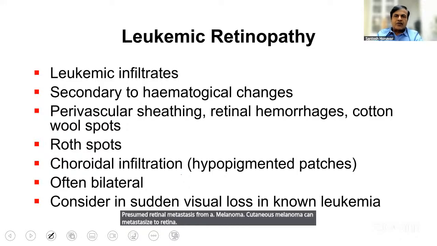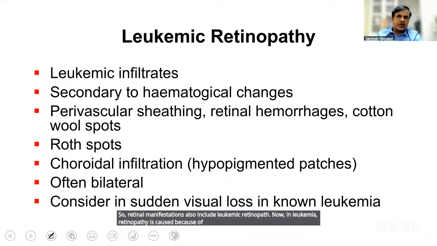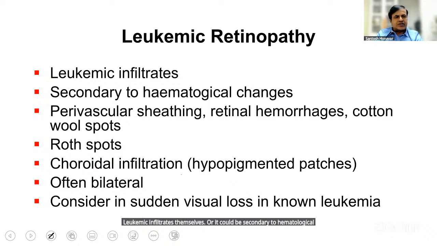So retinal manifestations also include leukemic retinopathy. Now in leukemia, retinopathy is caused because of two reasons. One is leukemic infiltrates themselves, or it could be secondary to hematological changes. Sometimes there's a mixed picture. The patient will have leukemic retinopathy, which is infiltrative. Along with that, the patient will have obviously hematological changes as well, such as anemia, that can get superadded.